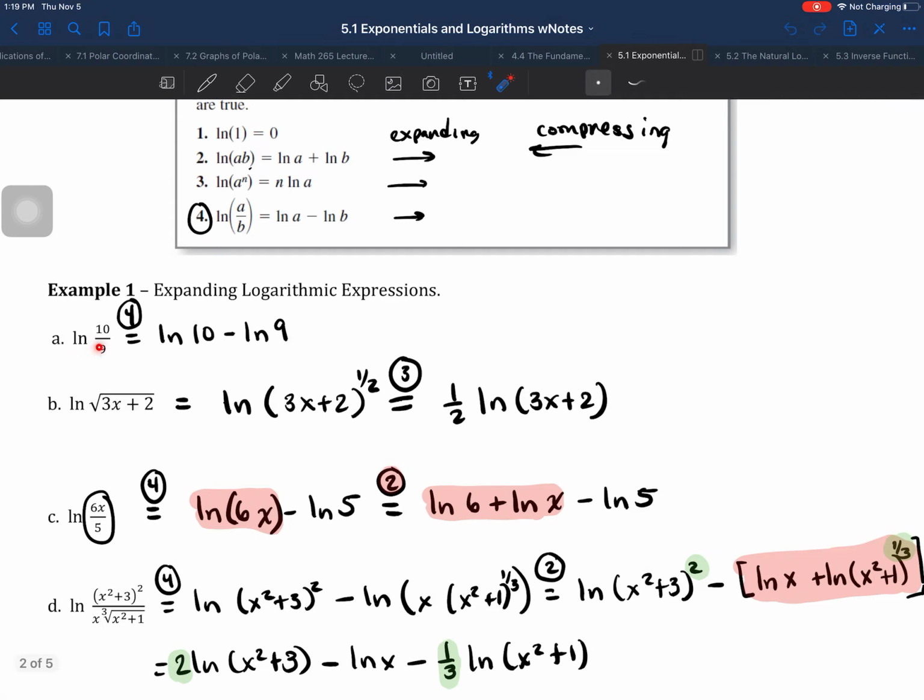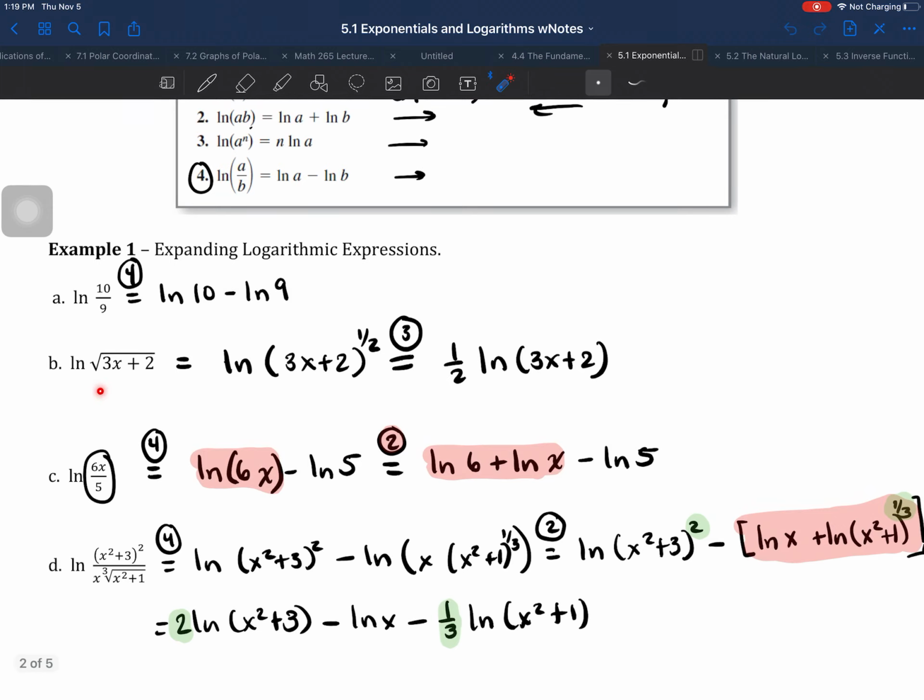So the natural log within, and then we have the natural log of 10 over 9. We're going to expand this for the purpose of practicing this property. This would just be natural log of 10 minus natural log of 9, using property number 4.